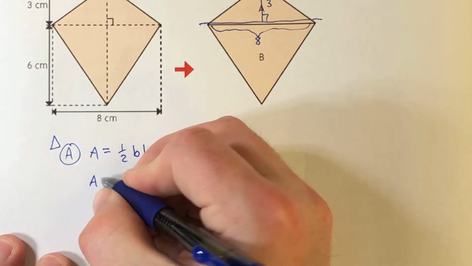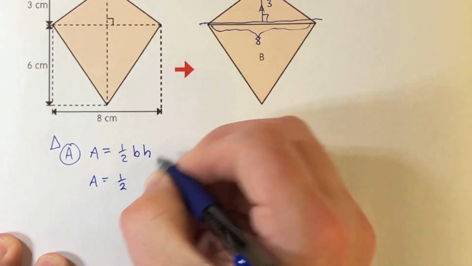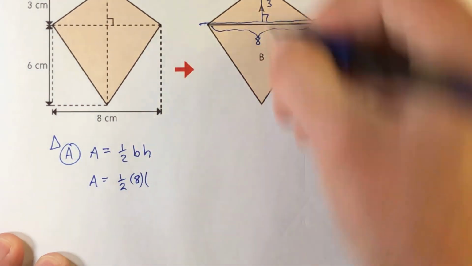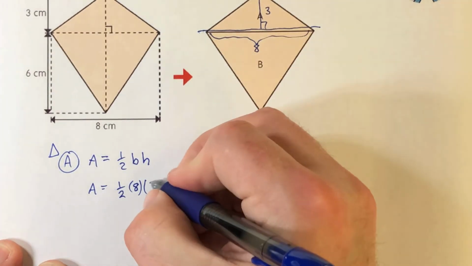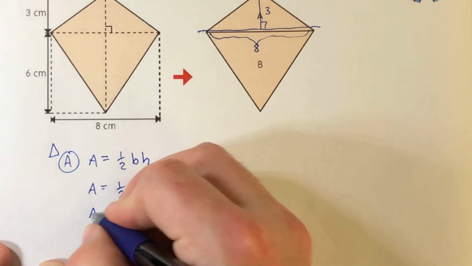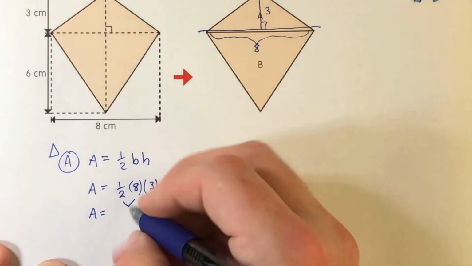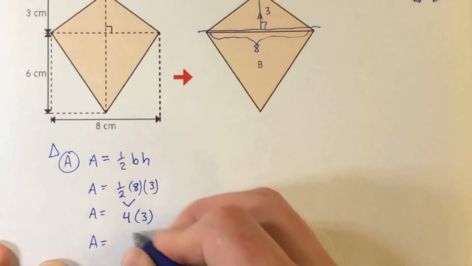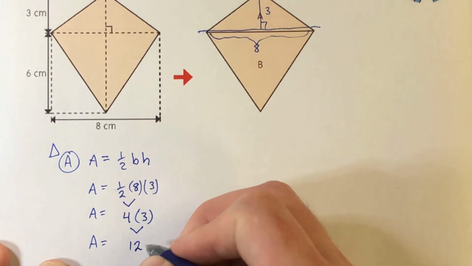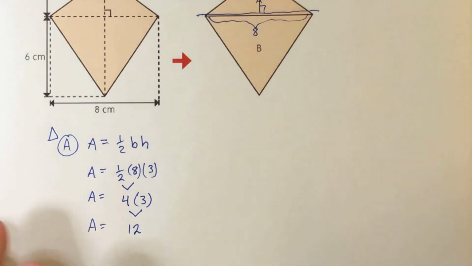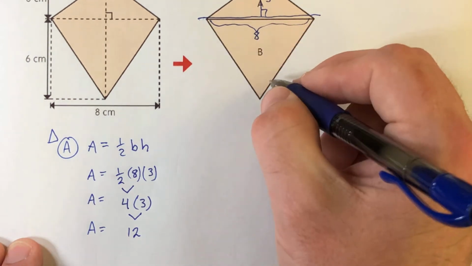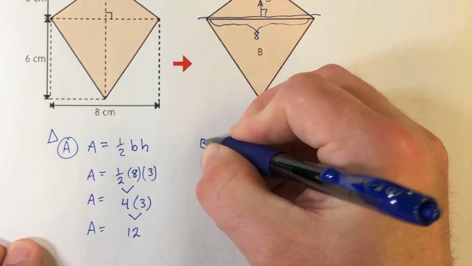So, formula is area equals 1/2 times base times height. Next step, substitute. Area equals 1/2 times the base is 8. The height is 3. Next step, multiply. Area equals 1/2 times 8 is 4. Bring down your 3. So area equals 4 times 3 is 12. 12 centimeters squared. Since it's not my answer, I'm not going to worry about a label. Next step, let's find the area of the bottom triangle, which we're going to call B.